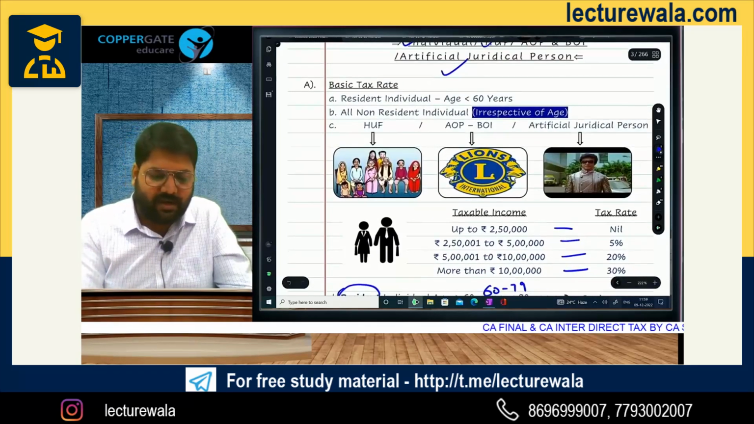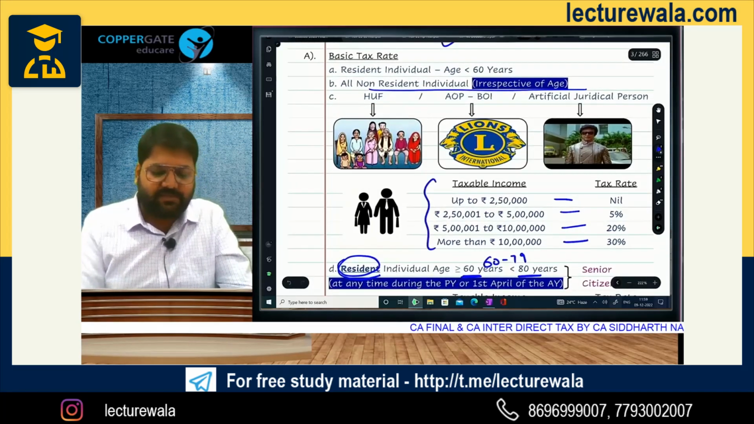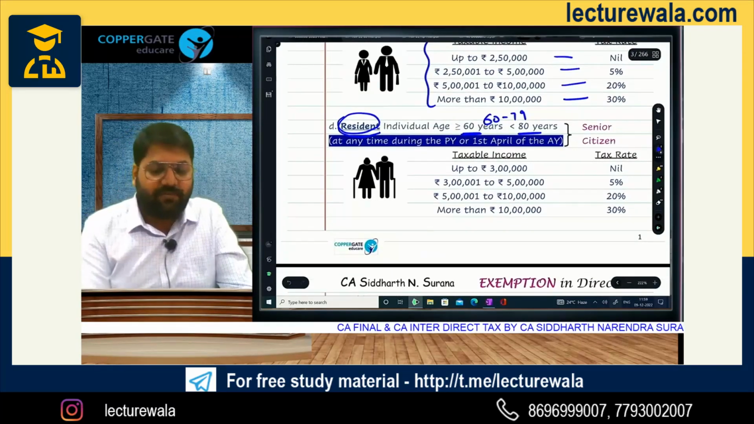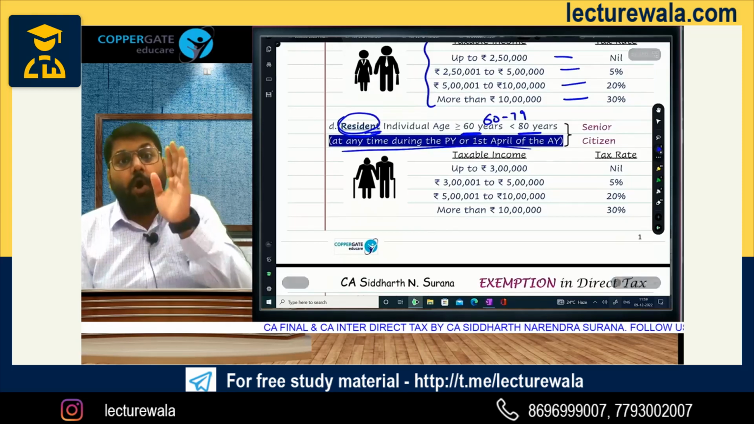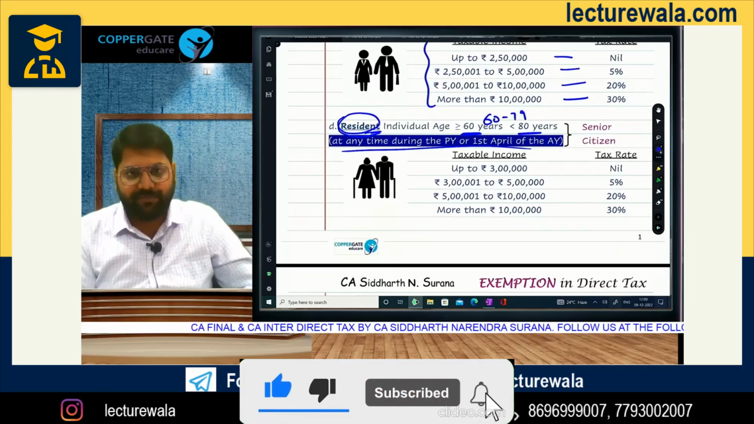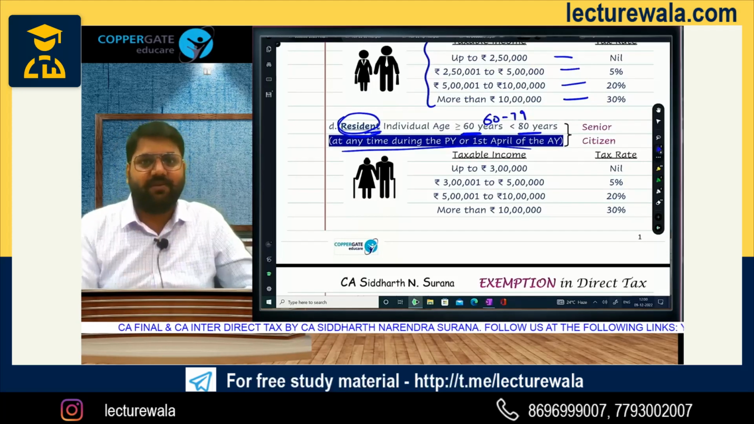If you are a non-resident of any age, then this tax will apply to you. The reduction of tax will apply only if you are a resident, and you can be a senior citizen at any time during the year or on 1st April of the assessment year. Means if your birthday is falling on 31st March of the previous year, that means you have completed 60 years on the last day of the year.